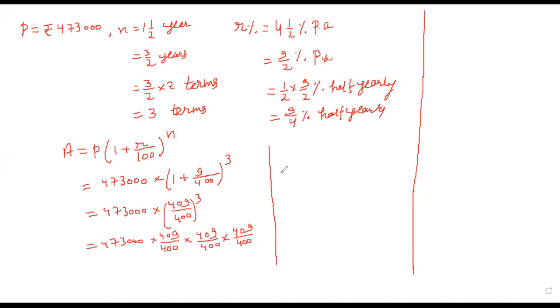I have told you earlier that whenever you want to cancel out the terms, first write it once more, so that you can search your mistake easily if there is one. As I have told you, human is made to make mistakes. So there may be mistakes, but we have guts to find our mistakes. So 473 into 409 into 409 into 409 over 400 into 400 into 400 in the denominator.